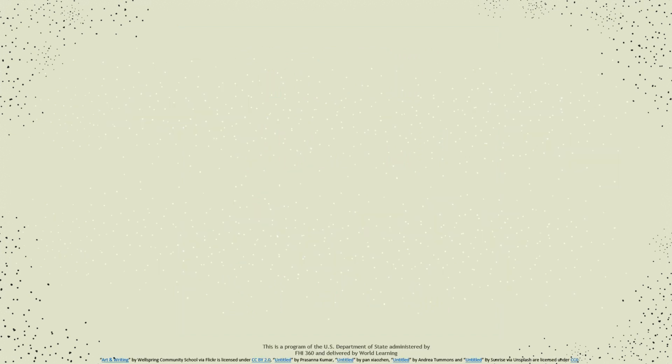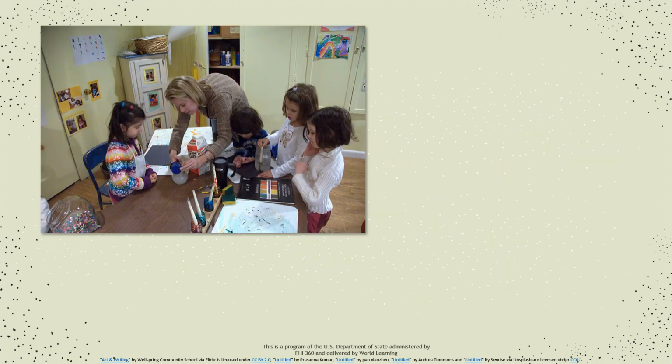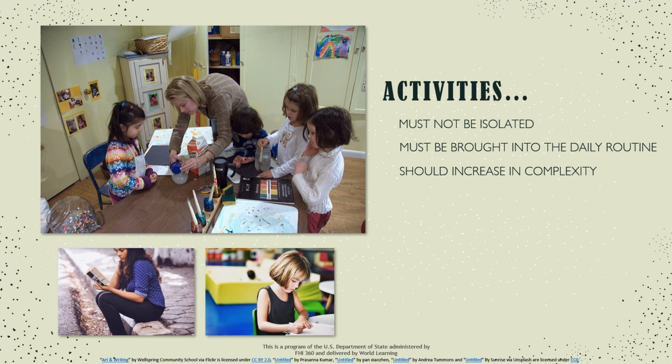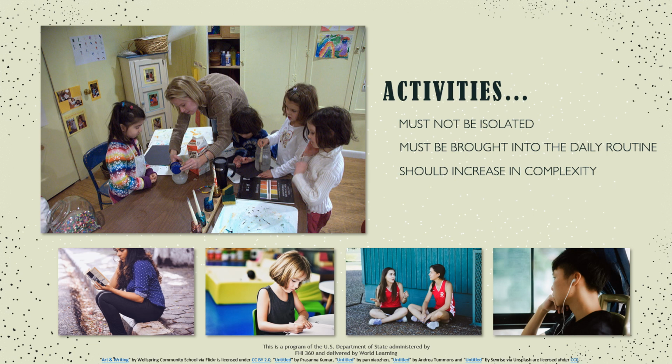Conclusion. To summarize, learning happens efficiently in an environment where the participants are given the opportunity to participate and experience things. Thus, activities must not be isolated or happen just once in the classroom. Vocabulary building activities must be brought into the daily routine, and they should increase in complexity over time and provide ample practice not only in reading and writing, but in speaking and listening too.